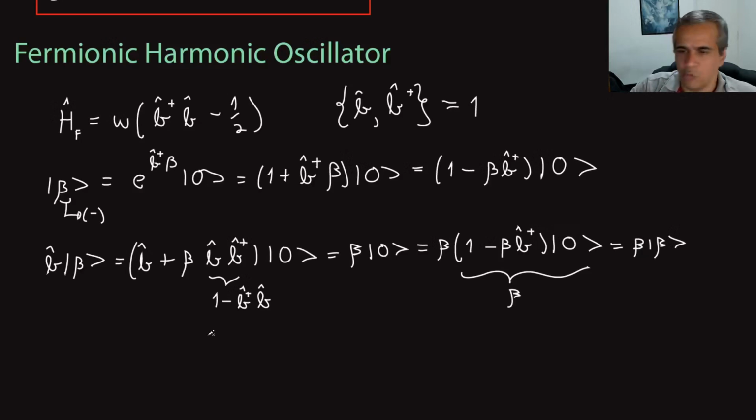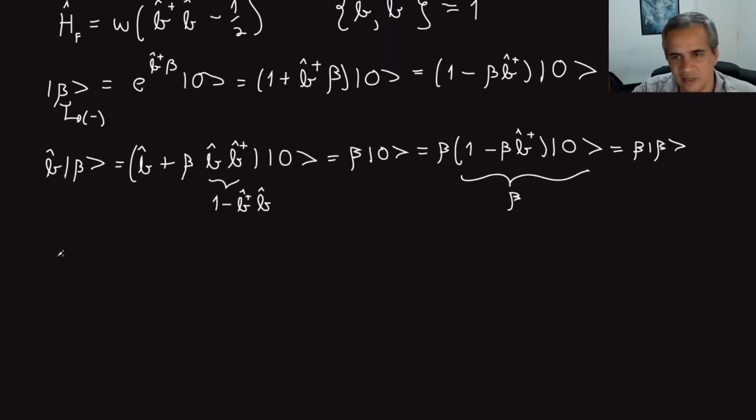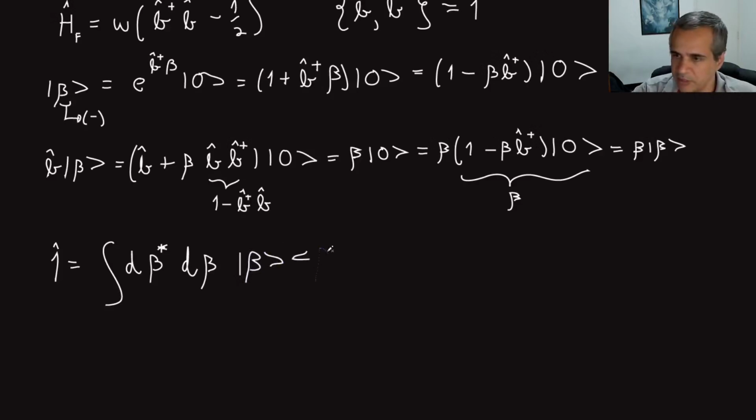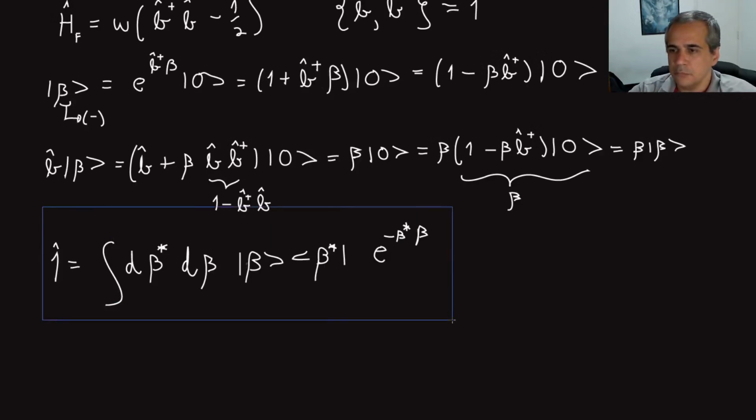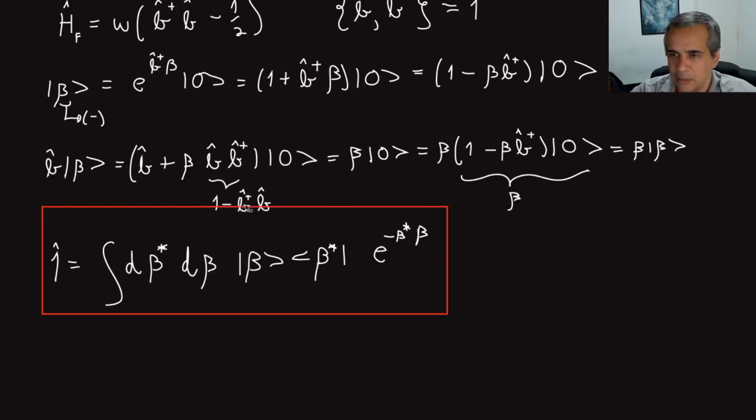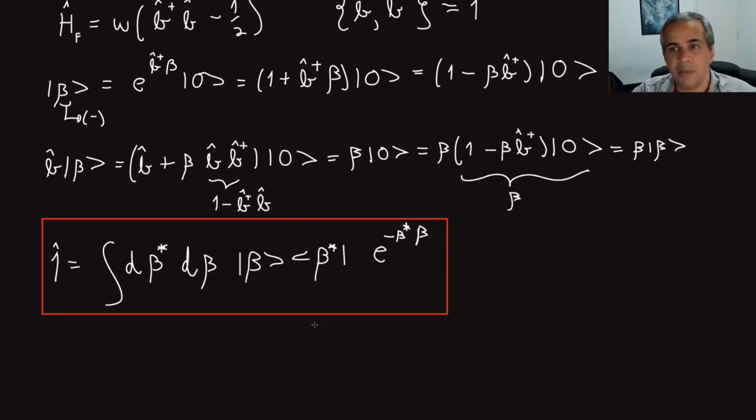Then I have the completeness relation, which in this case is easier to prove, but it's very similar to the one we got in the complex case. Just go back to the bosonic case and take a look, and you'll see. So this is the completeness relation for these coherent states, and I want to use that to build a path integral.